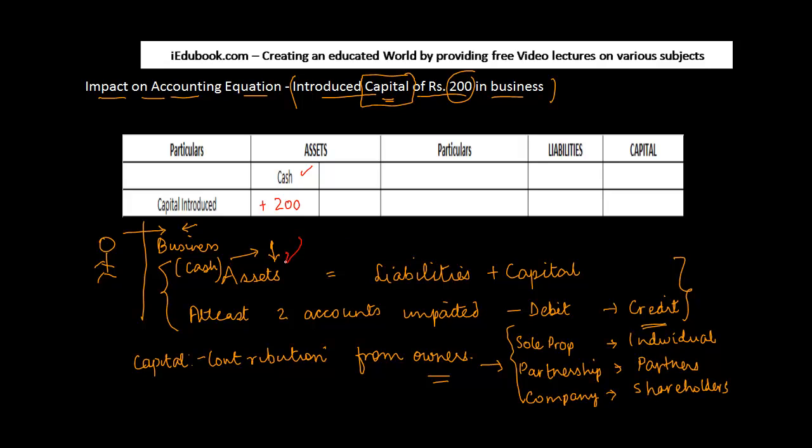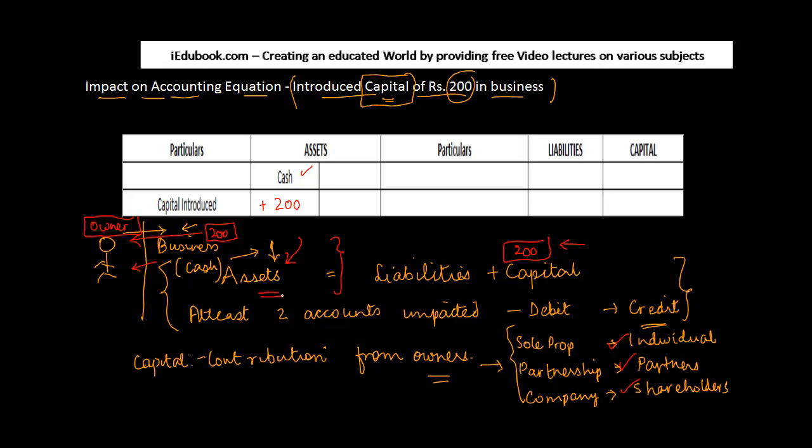At the same time, from a business perspective, once you've received 200, what happens? You have this amount due to the owner, the owner who is actually the shareholder or the partner or the individual, right? So it is a kind of a liability that you owe to them, right? And this liability is known as what? Capital, right? So there is an amount due to the owner of the business by way of capital, which is 200 rupees.